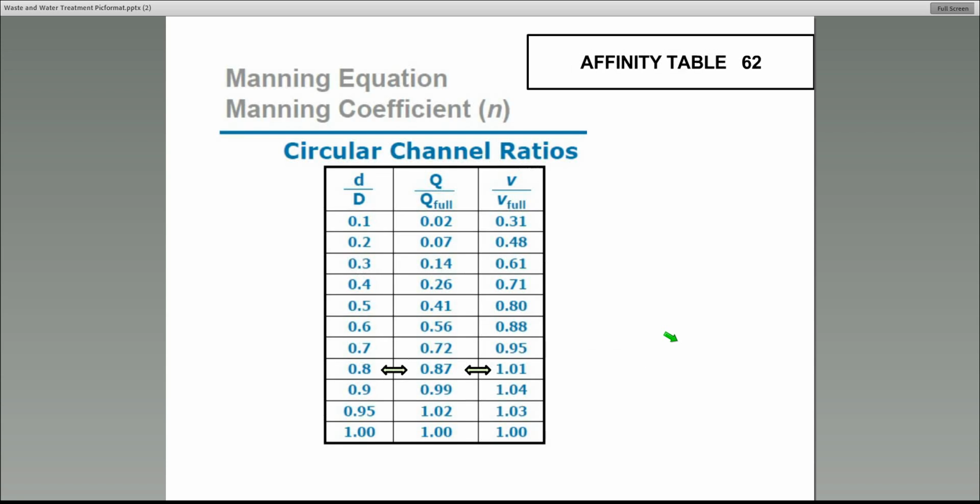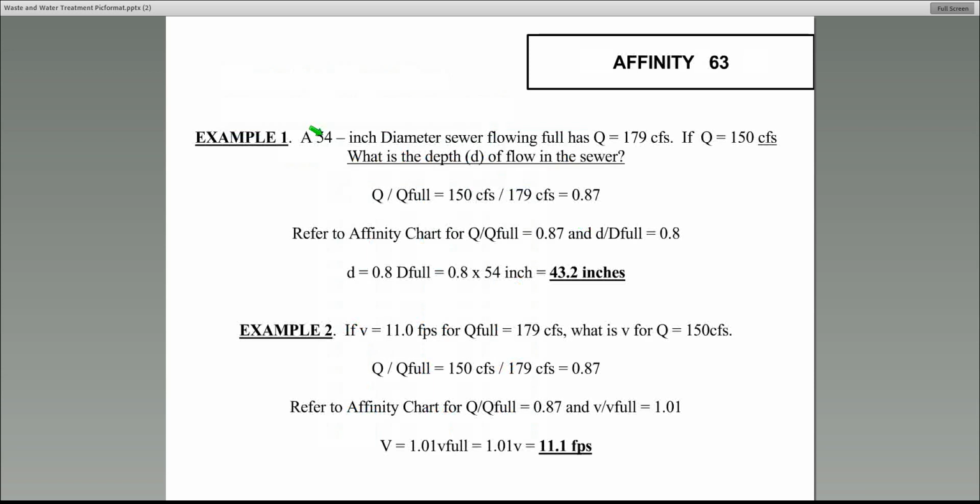Now you can also use what's called an affinity table, where you use the D over D full ratios, the Q over Q full and V over V full. And it's better to show you an example, and we'll come back to this table. Let's say you have a 54-inch sewer flowing full, and Q is equal to 179. If Q equals 150, what is the depth D of flow in the sewer?